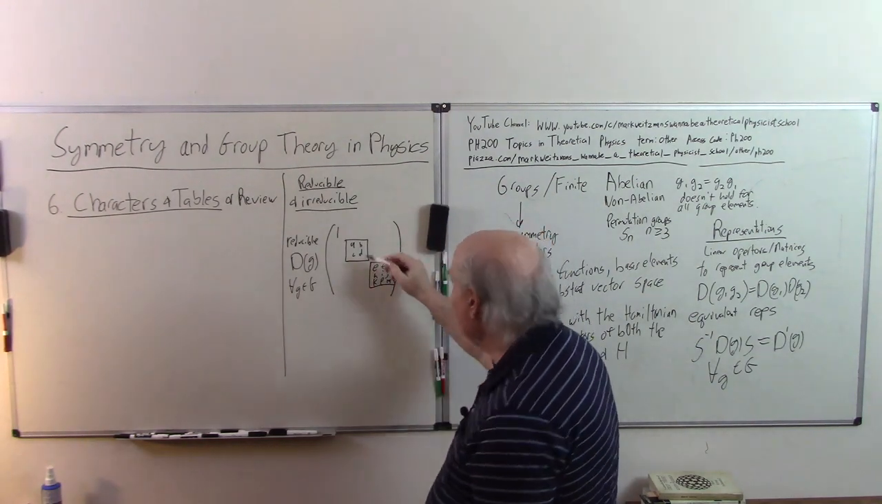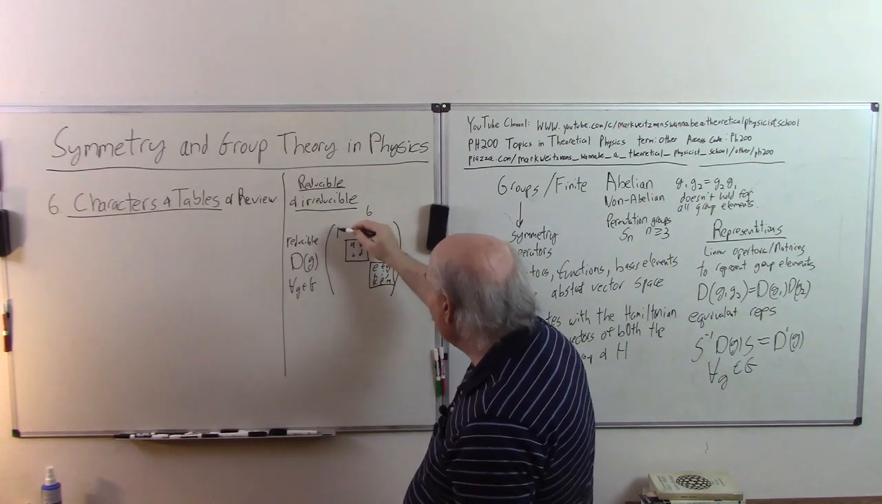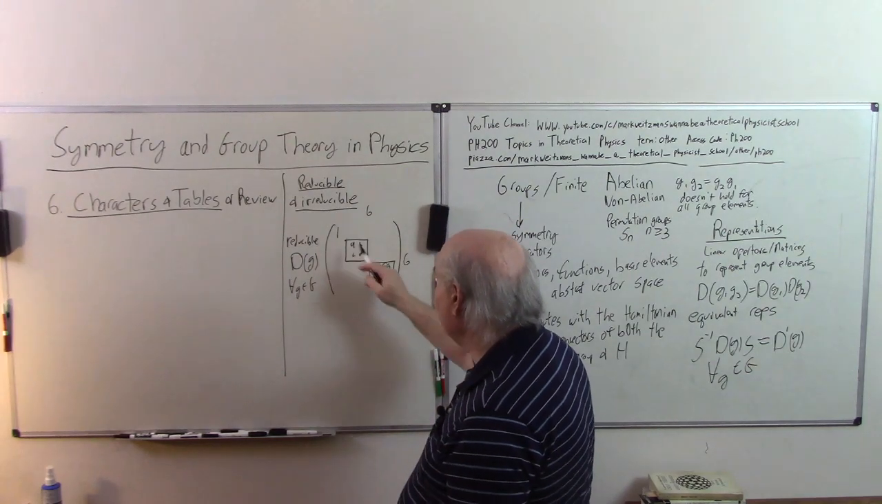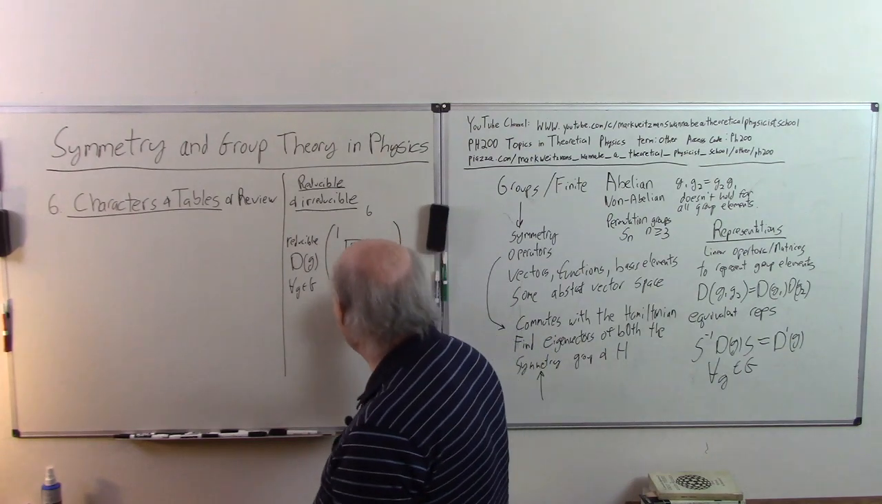So this would be 3, 5, 6. This would be like a 6 by 6 matrix, and we can put it in block diagonal form. Whenever we can put something in block diagonal form, it's reducible, and we call this the direct sum.